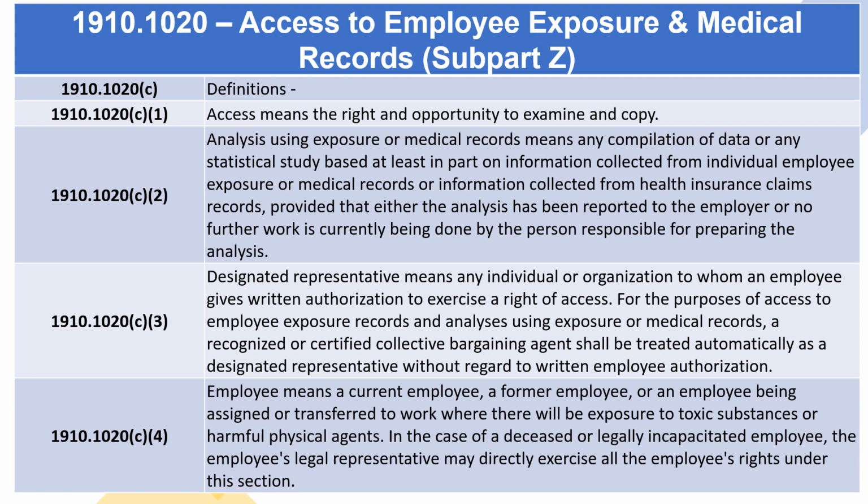1910.1020(c) Definitions. 1910.1020(c)(1) Access means the right and opportunity to examine and copy. 1910.1020(c)(2) Analysis using exposure or medical records means any compilation of data or any statistical study based at least in part on information collected from individual employee exposure or medical records or information collected from health insurance claims records, provided that either the analysis has been reported to the employer or no further work is currently being done by the person responsible for preparing the analysis.